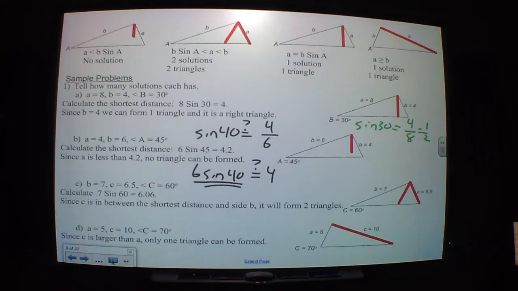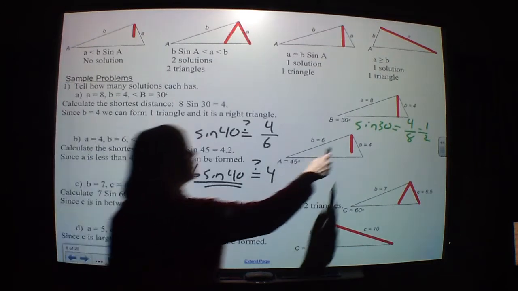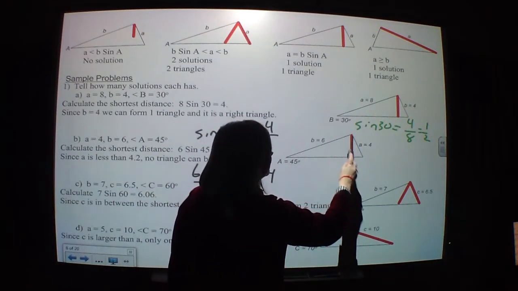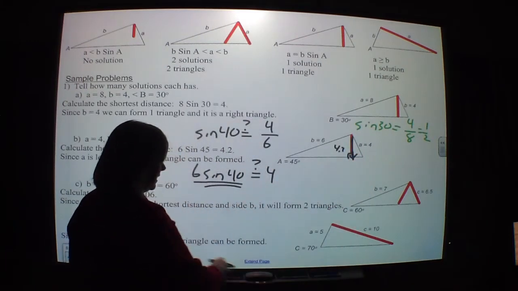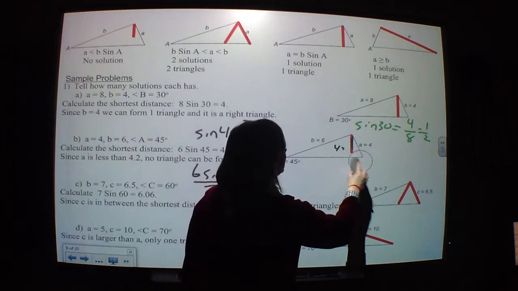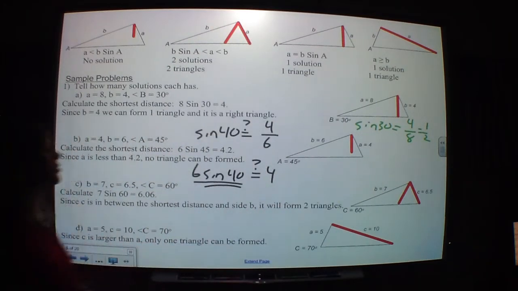Okay? So what they're saying is, this has to be 4.2 in length to meet this other side. It's not. It's only 4. So it's too short. So no triangle is formed.